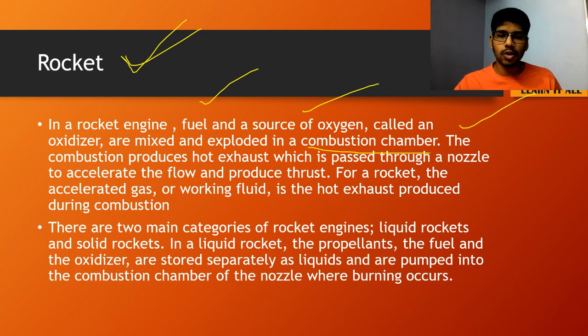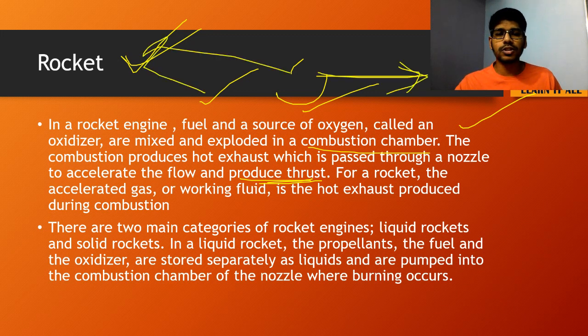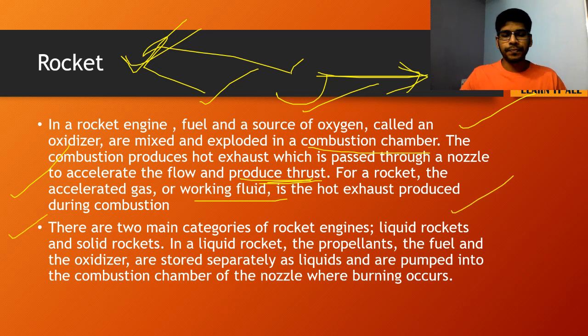The combustion produces hot exhaust, which is passed through a nozzle to accelerate the flow and produce thrust, right? So whatever hot exhaust is produced, it passes through a nozzle, which produces thrust, which produces the forward movement. For a rocket, the accelerated gas or the working fluid is the hot exhaust produced during the combustion. We all know that, right? There are two main categories of the rocket engine: liquid rockets and solid rockets, right? So based on the propellant which we use, the solid propellant and the liquid propellant, and both of them have advantages and disadvantages.